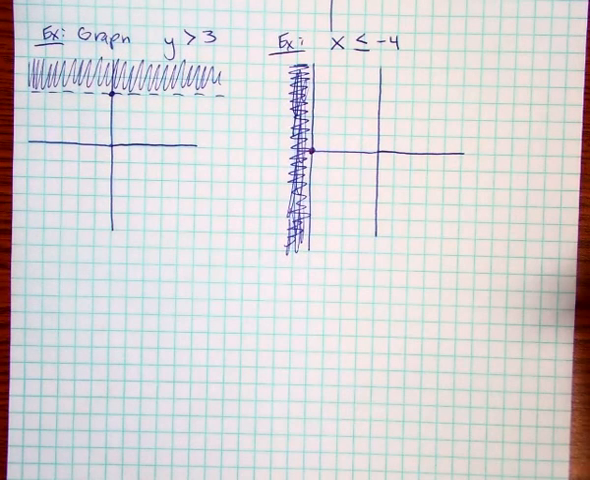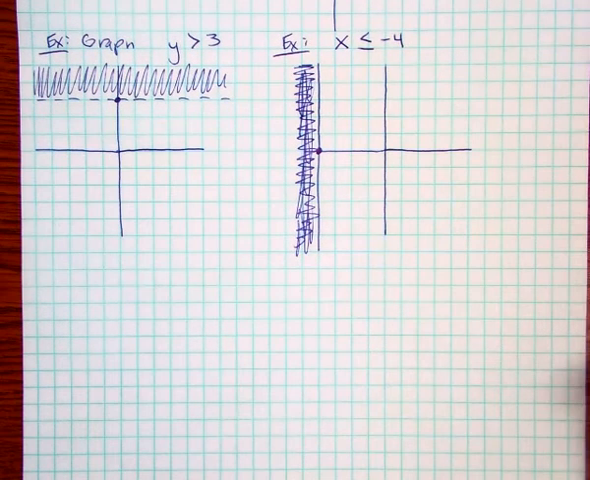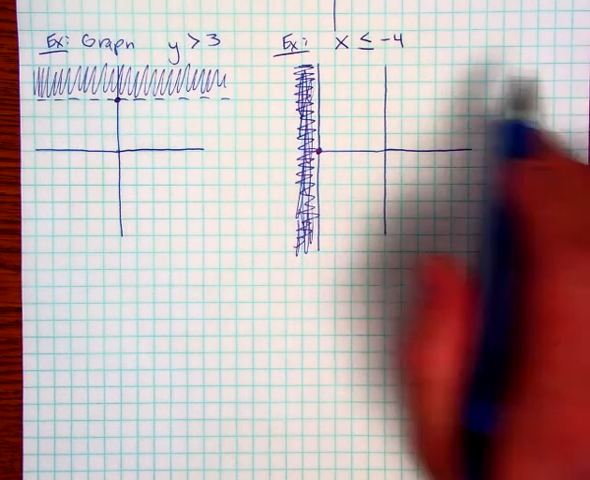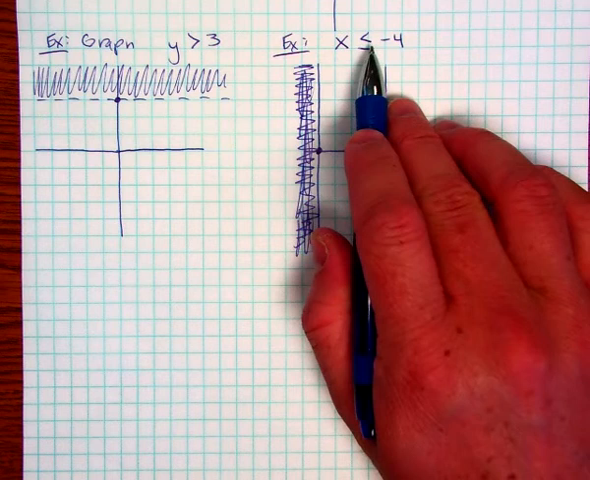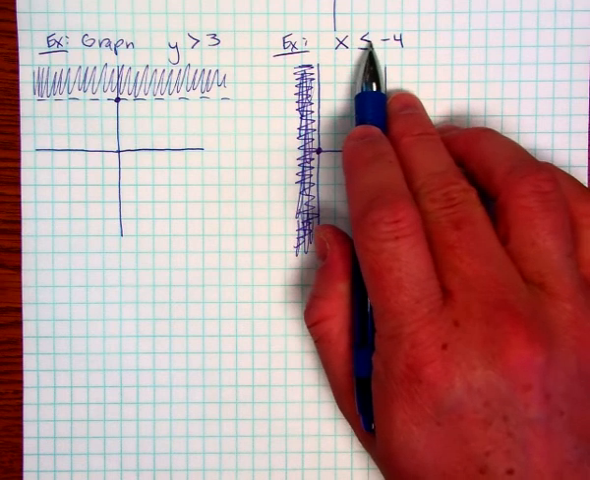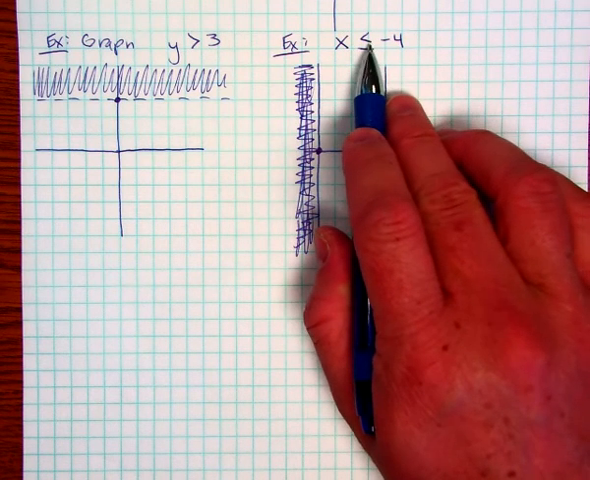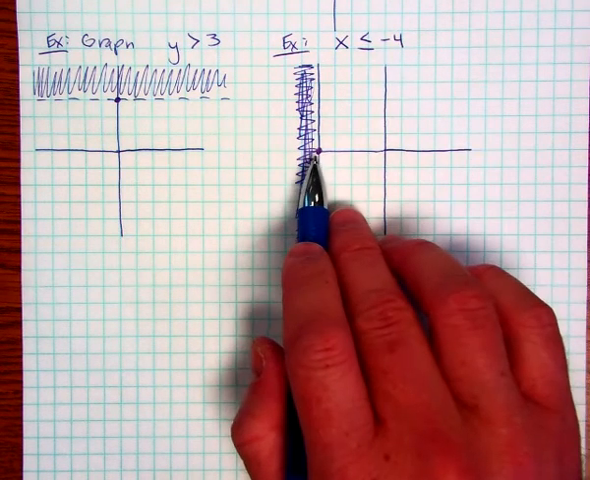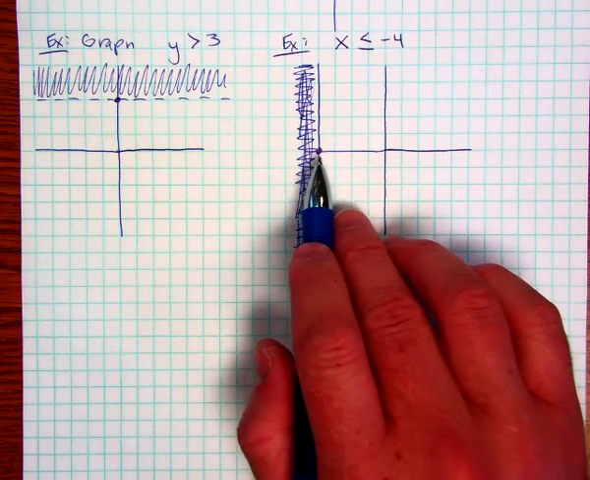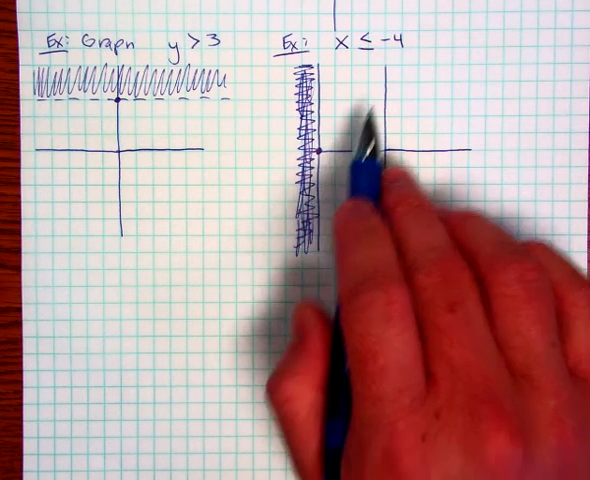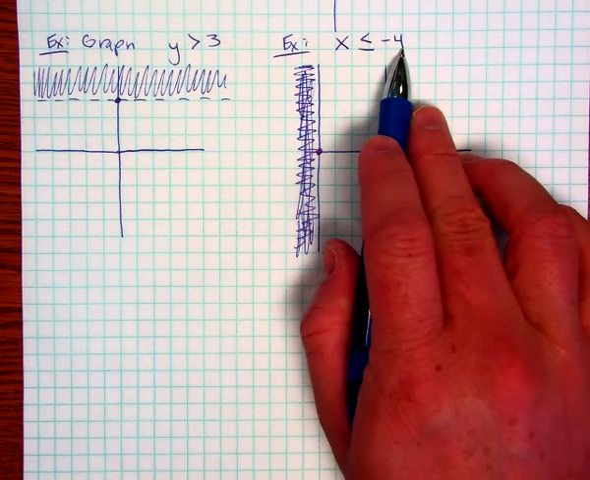Why else could we say we are shading to the left? Navarro? This is very similar to what we did last semester when we said the symbol points in the direction that you are shading. That's because the x-axis is essentially a number line, and everything to the left of -4 is less.